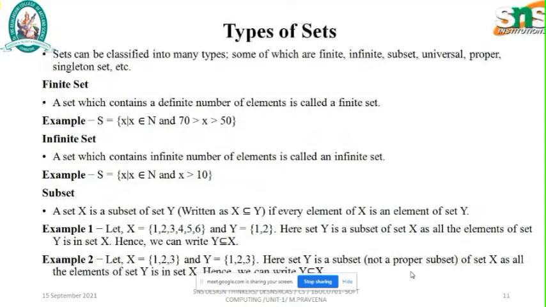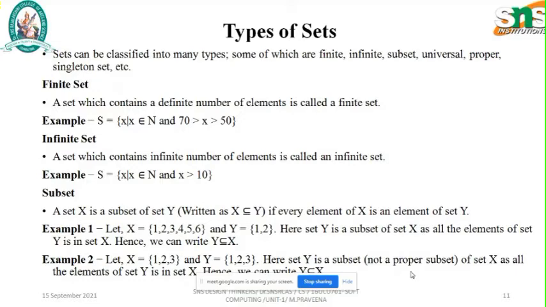Okay, next let us see about the types of sets. We said that a set is a collection of elements, isn't it? So sets can be classified into many types, some of which are finite set, infinite set, subset, universal set, proper set, singleton set. Likewise, there are so many types of sets available. Let us see each one.